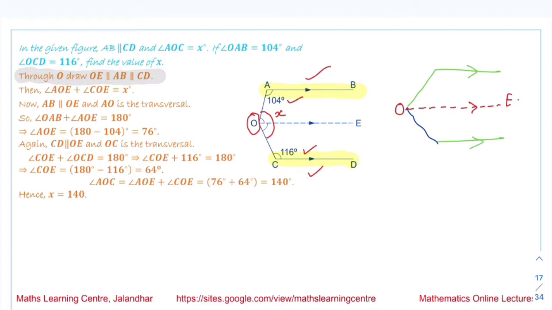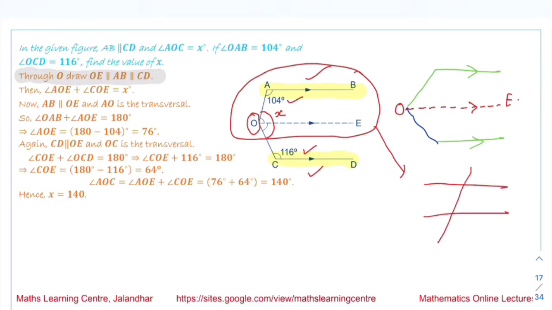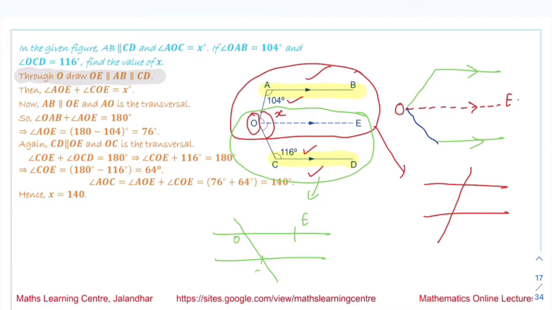So now what will happen is, if I am talking about this much portion of the figure, we have two parallel lines and a transversal. Similarly, in this portion of the figure we have two parallel lines and a transversal. So this is point O, this is E, this is C and this is G, and in this figure we have the points A, B, O and E.